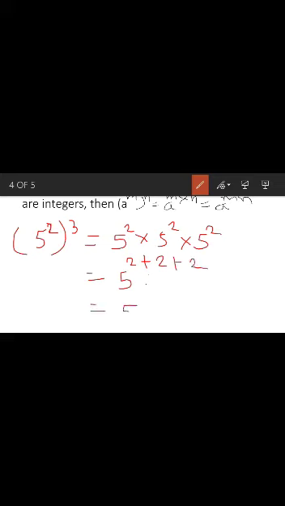What will it come, students? 5 raised to 6. And what is our example? That is 5 raised to 2 multiplied by 3. What will it come? 2 multiplied by 3, which comes 5 raised to 6. This is another rule of indices.